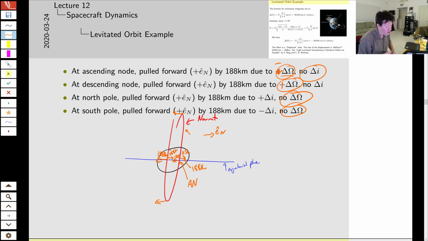So at all points in this orbit, the orbit is sort of tilting around, like a coin that you've tossed on a table. It sort of spins around, and so the point in the orbit is always about 188 kilometers above the actual orbit.